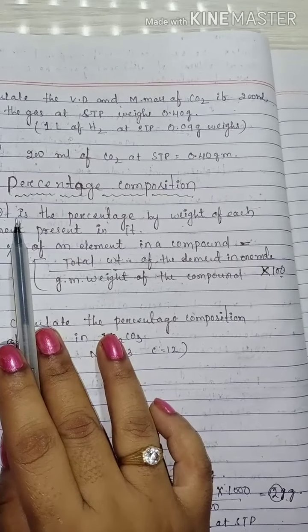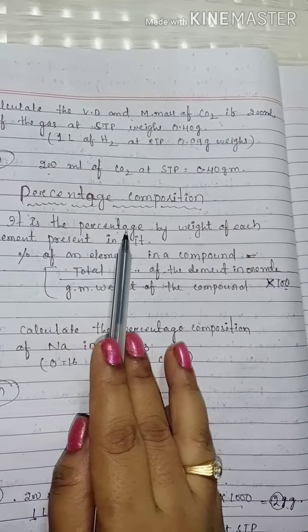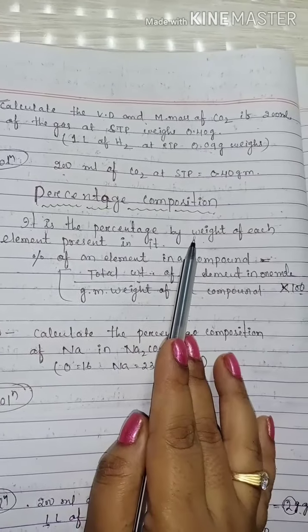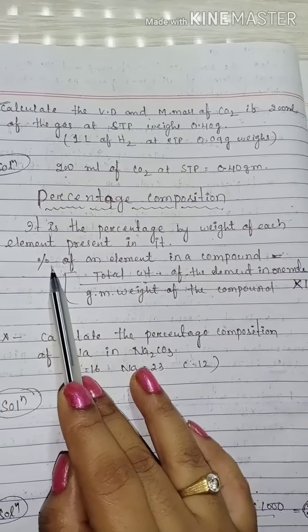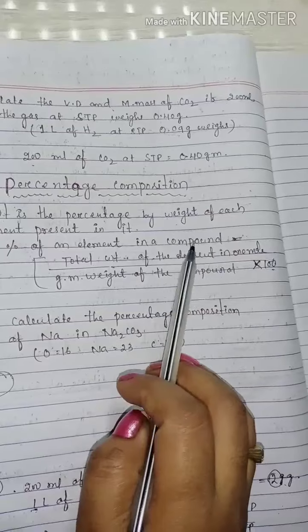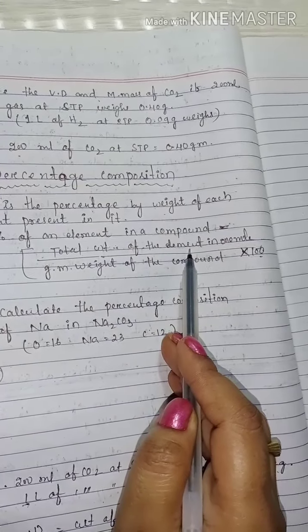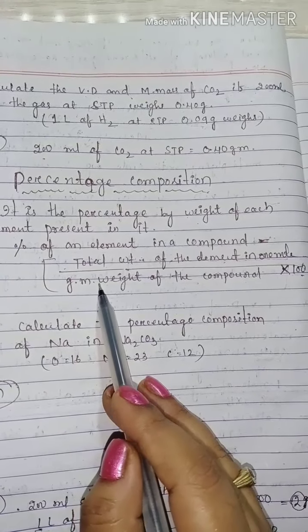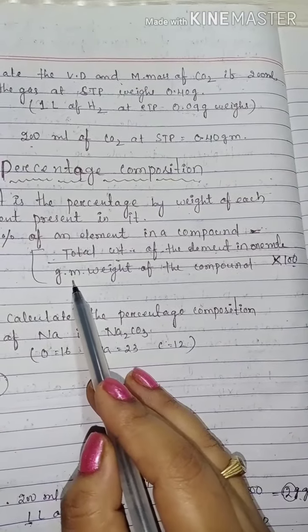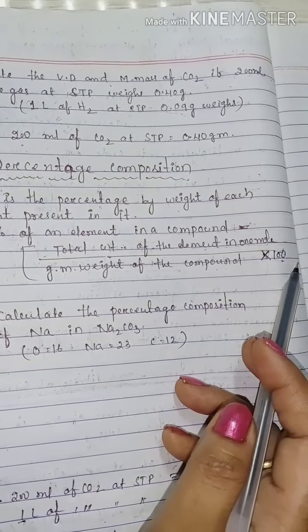The percentage composition of a compound means the percentage by weight of each element present in that compound. That means, how will you calculate the percentage of an element in a compound? It is calculated by taking the total weight of the element in one molecule, dividing by the gram molecular weight of that compound, and multiplying by 100.